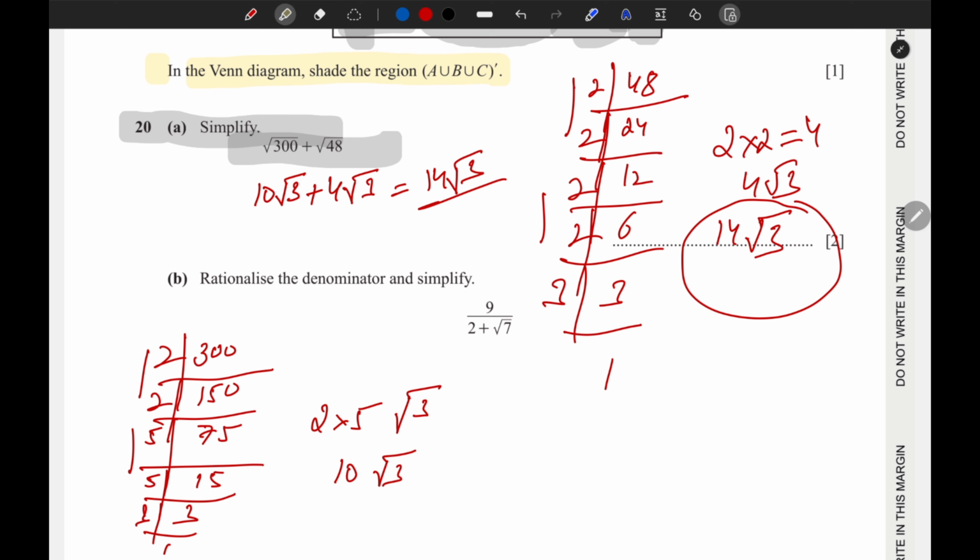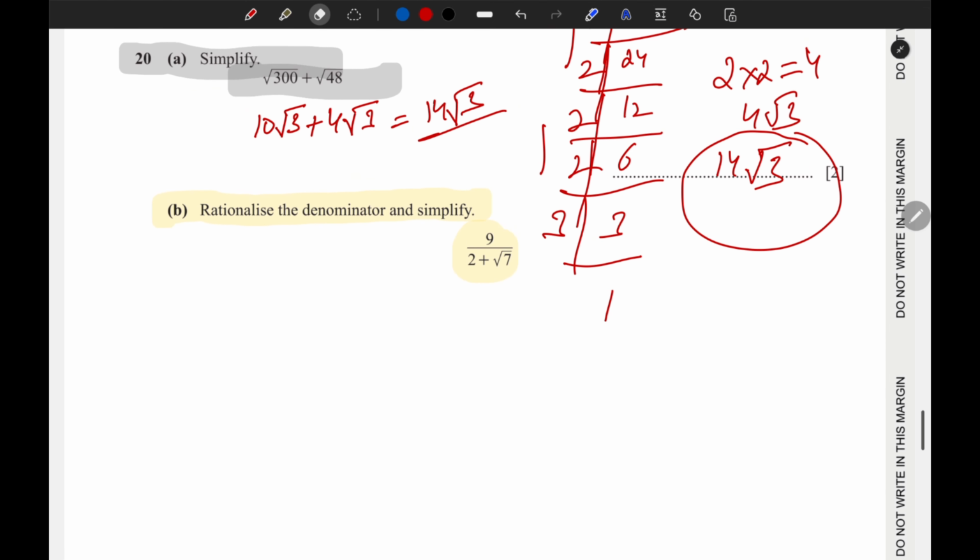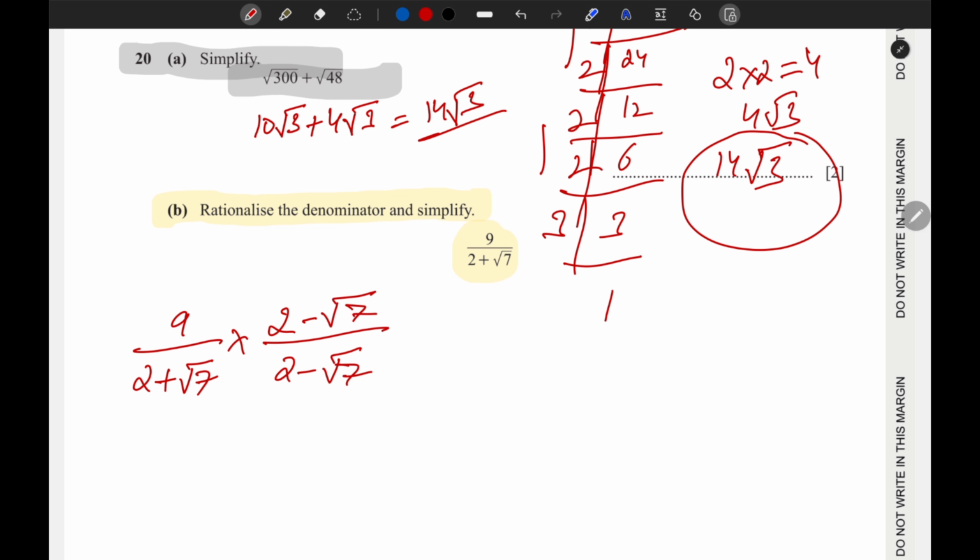Okay, B part, rationalize the denominator and simplify. Okay, 9 upon 2 plus root 7. First of all, let me clear this part, because over here I have to do the calculation. So rationalizing the denominator, you multiply this by the opposite of the sign, 2 minus root 7 upon 2 minus root 7.